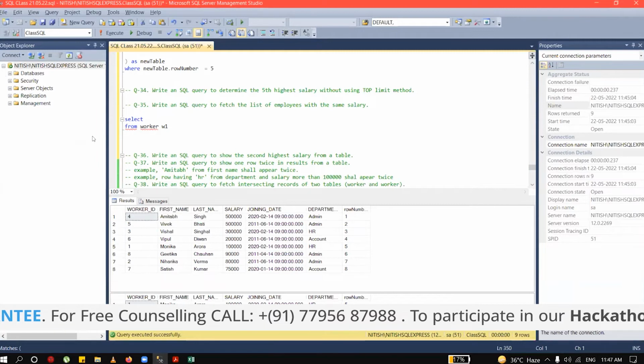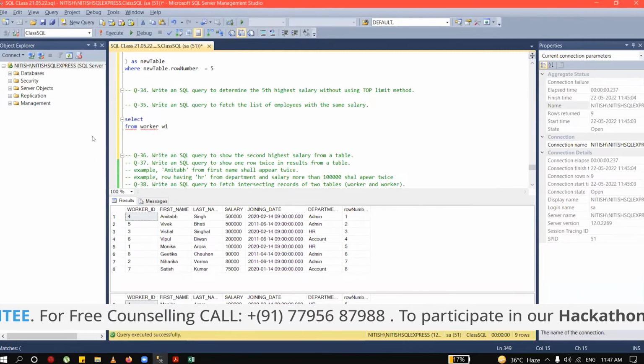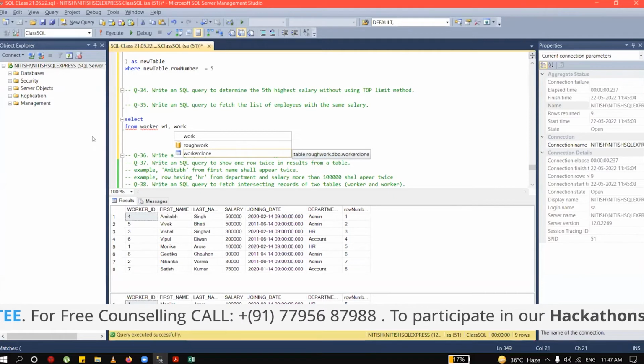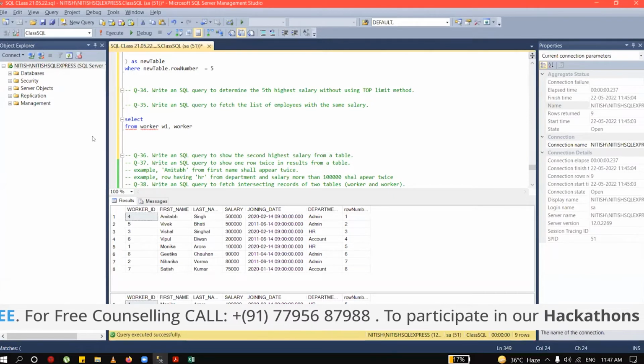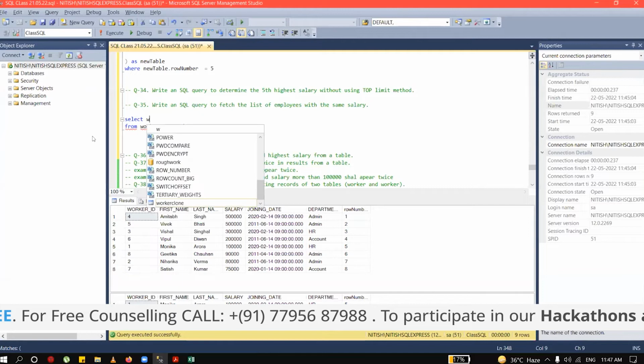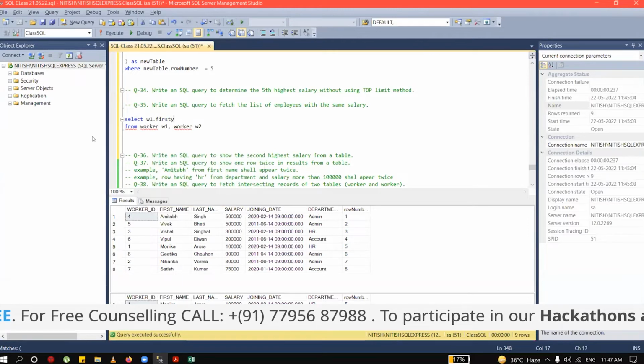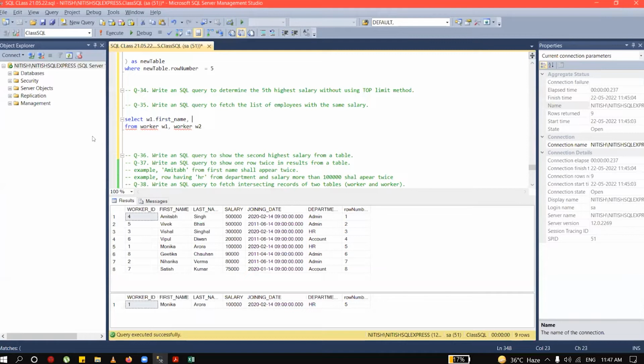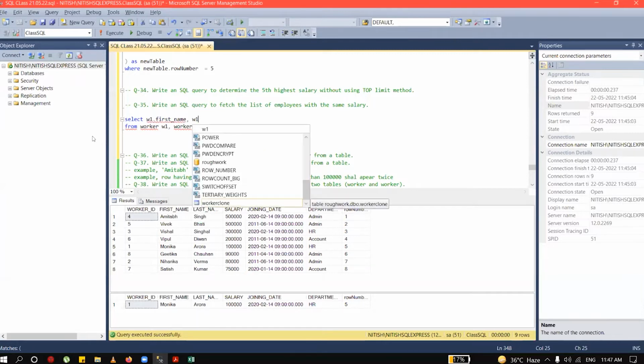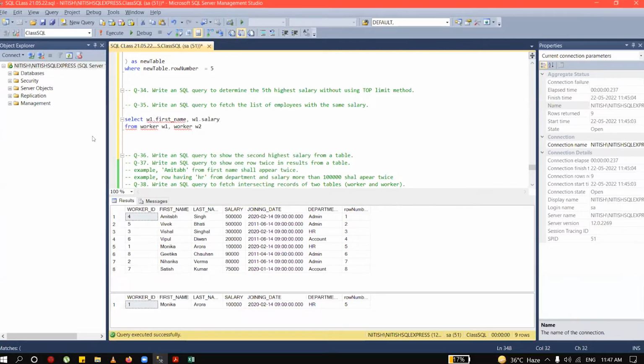from worker W1 and worker W2. So W1 dot first name along with worker W1 dot salary. The first name and salary I want for worker one, where W1 dot salary is equal to W2 dot salary.